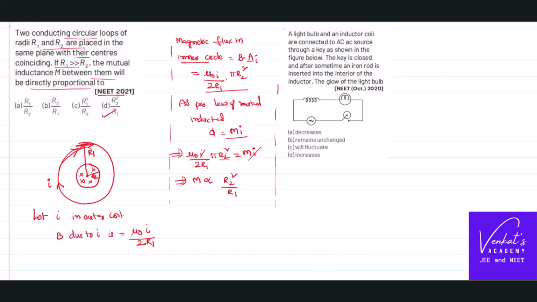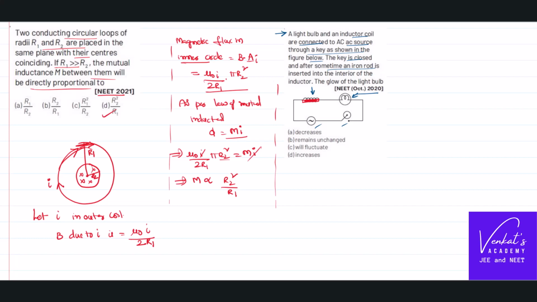Let's have a look at the other problem that was given in NEET 2020. It says a light bulb and an inductor coil, so this is the bulb, this is the coil, are connected to an AC source and a key as shown like this, AC source and key. The key is closed and after some time an iron rod is inserted between them. Now what he is saying is, within here a conducting iron rod is inserted.